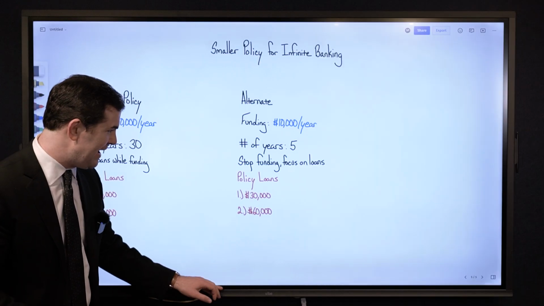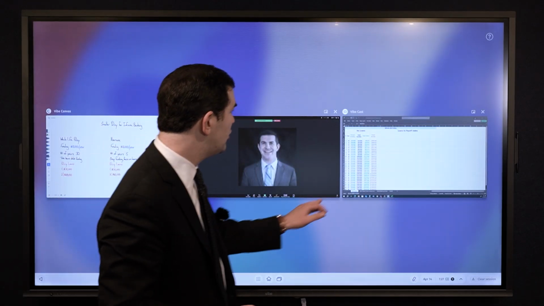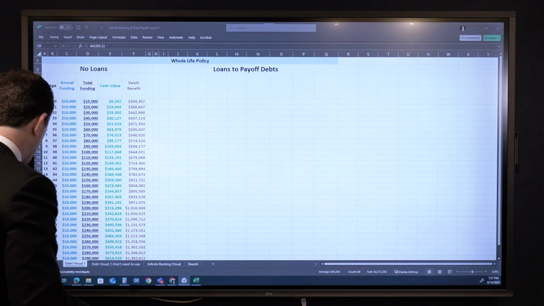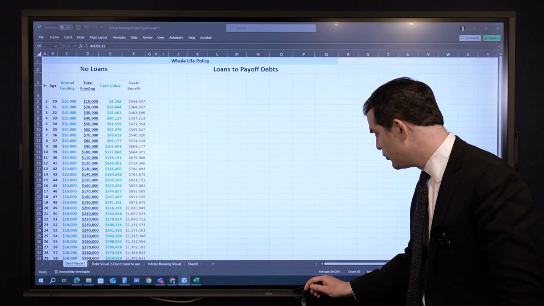Let's get on into it and have some fun looking at some life insurance illustrations. So we're just going to look at the numbers on Excel in this particular video. So what we've got on the left is the example with no loans. You'll see $10,000 per year.